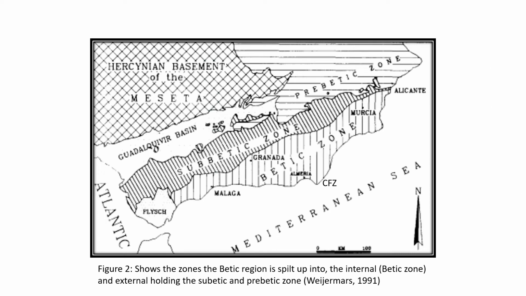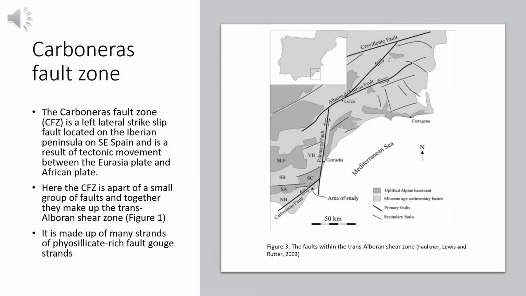The Betics region is subdivided into zones, the unmetamorphosed external zone and the metamorphosed internal zone, which is highlighted in figure 2. The internal zone has experienced compressional deformation via thin-skin thrusting. The Carboneras fault zone is a part of the internal zone, also known as the Betic zone, which is to the south. The zone is located on the Iberian Peninsula, southeast Spain, in the south of the internal zone of the Betics. The faulting in this zone is primarily consistent in the upper 5 kilometers of the crust, but the actual fault cuts all the way down into the mantle.